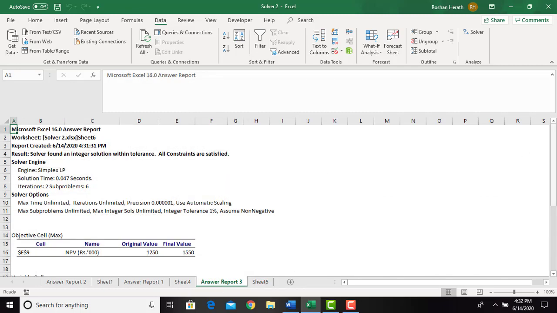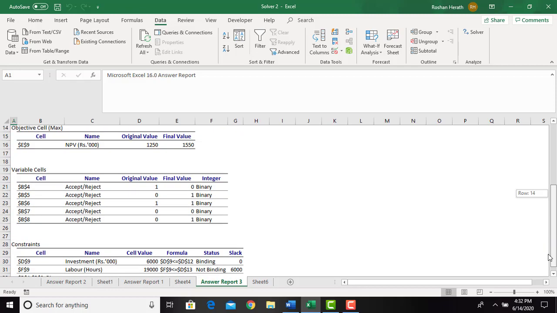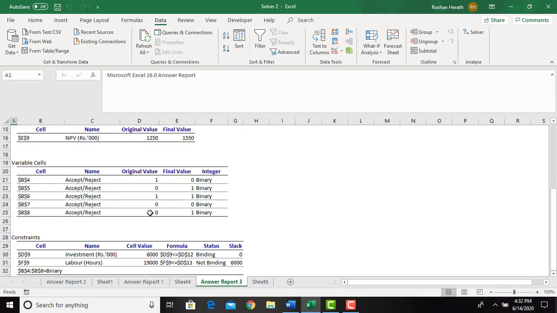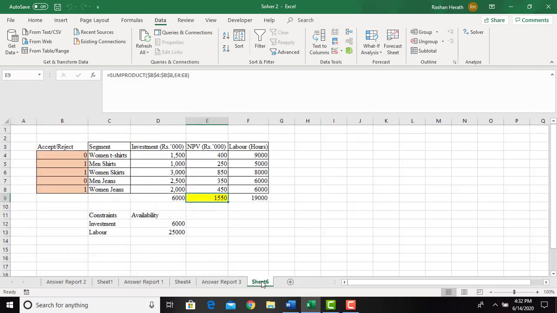And the answer report is also there. You can see that. So this is it. Originally, you thought of these two investments, but you may have to go by these two. And the constraints, this one is binding, the other one is not binding. That's it. You know perfectly how to read that.